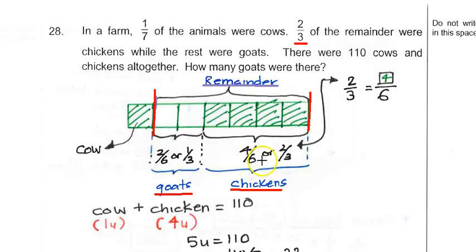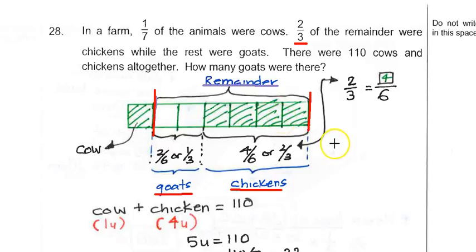Right? 2/3 means 2/3 out of 6, which is 4 out of 6, and this one is 1/3 out of 6, which is 2 out of 6, right? So now we got it. We got cow as 1 unit, goat 2 units, and this one is chicken 4 units. This is how you get the units.